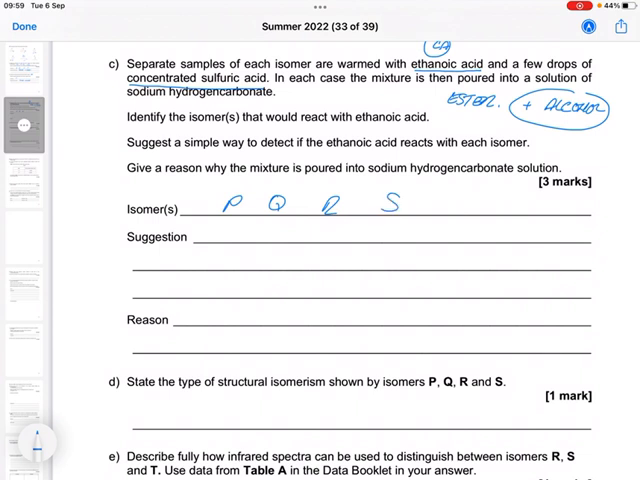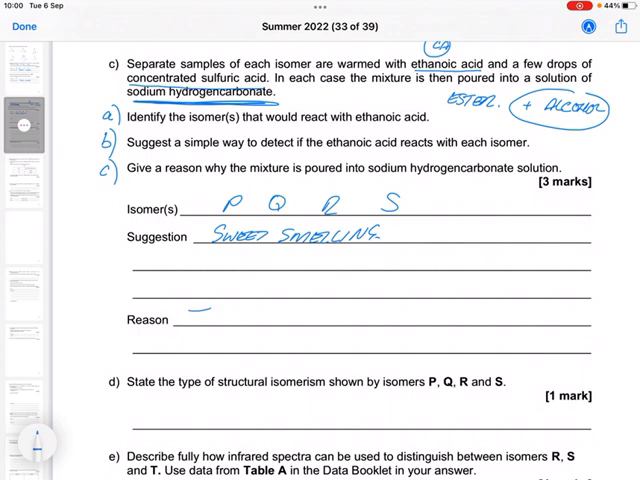The simplest way to detect it is to smell it, and it will be sweet smelling. And remember the sodium hydrogen carbonate is there to neutralise any unreacted ethanoic acid and the concentrated sulfuric acid. And then give a reason: why it's put into the sodium hydrogen carbonate, to react with or neutralise excess acid.